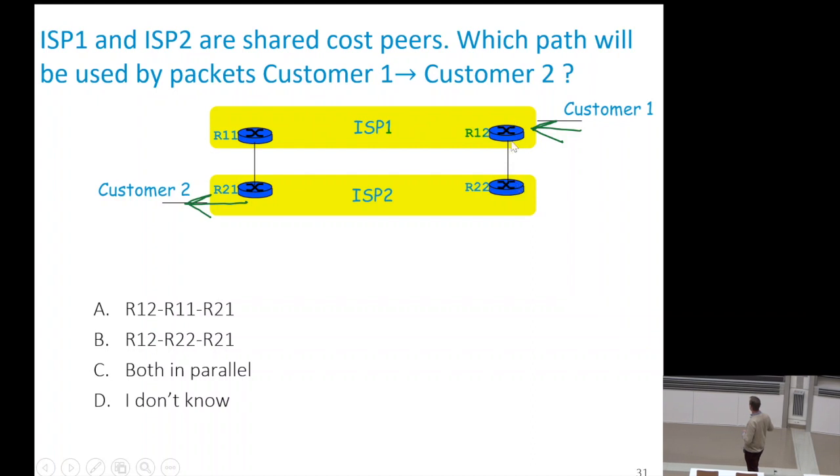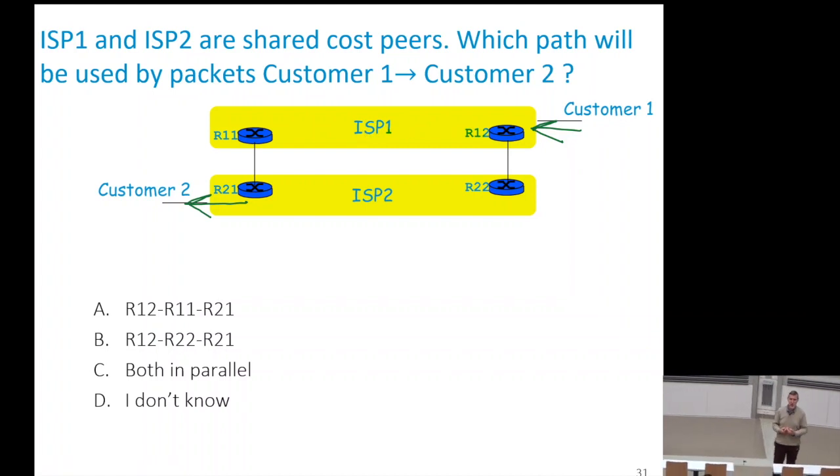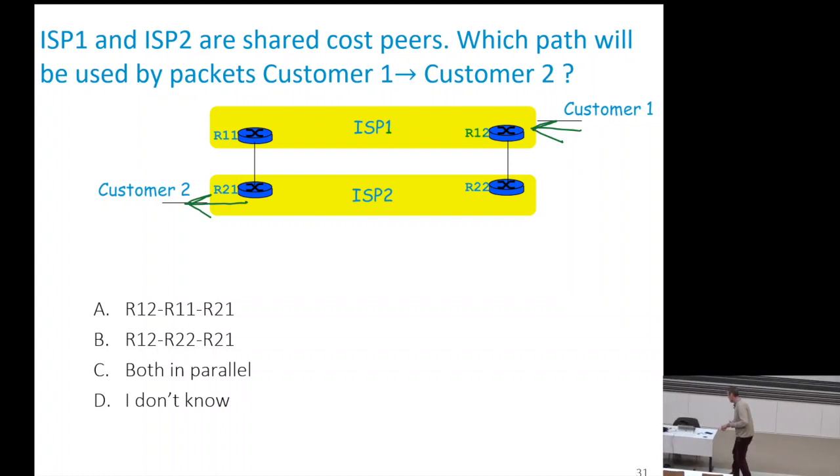The second way is called hot potato routing. Do we go this way, or do we do cold potato routing? So will ISP1 keep the traffic inside its domain as much as possible, or will it get rid of it as soon as possible, or any combination of the two? What's your guess?